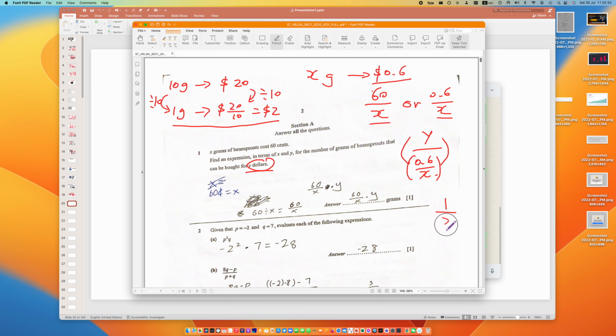Basically it's just like this. How do I know whether it's half divided by 3 or 1 divided by 2/3? You understand me? Therefore you need to put a bracket to tell yourself and tell the examiner, hey, I want to take the y divided by the 0.6 over x. Then of course when you divide, you times, and then you flip the x and the 0.6. So basically you should get this.